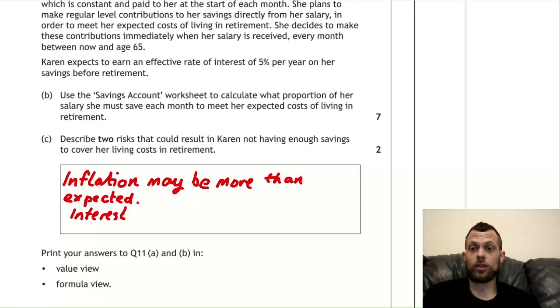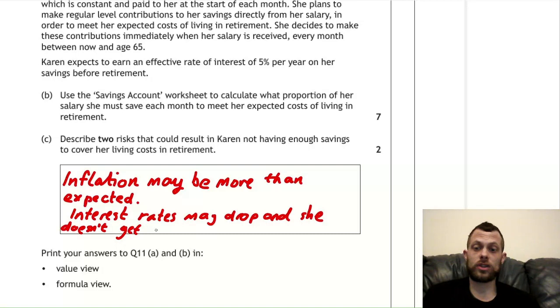The other risk could be that the interest rates may not reliably be 5% or greater for all the time that she's doing this, so she wouldn't get all of the savings that she thought she would. And that's finally the end of this question.